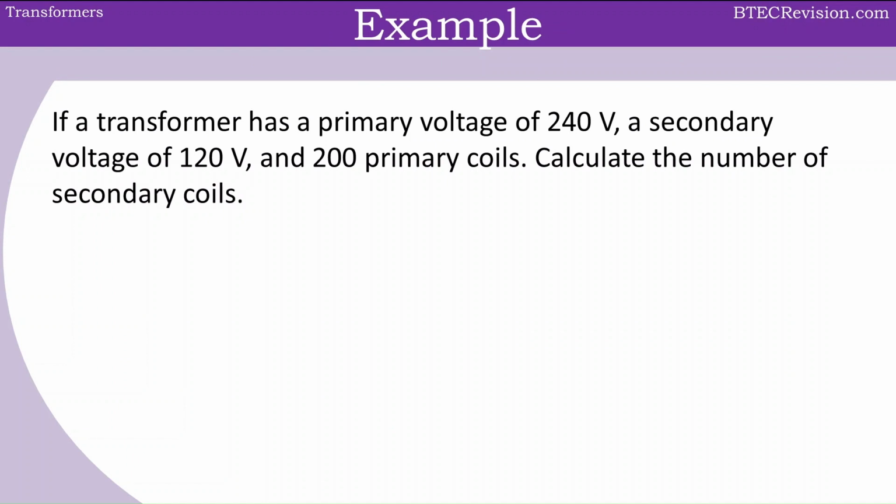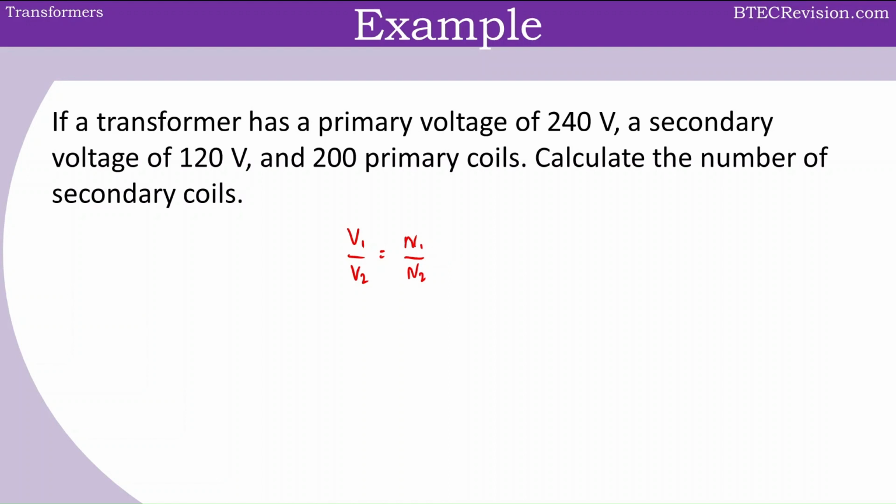Now, let's take a look at an example. If a transformer has a primary voltage of 240 volts, a secondary voltage of 120 volts, and 200 primary coils, calculate the number of secondary coils. We can start by writing down our equation. V1 divided by V2 equals N1 divided by N2.